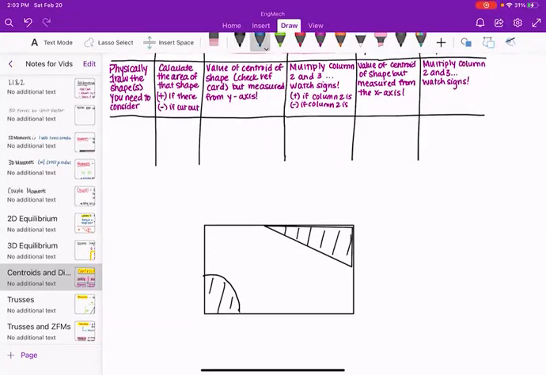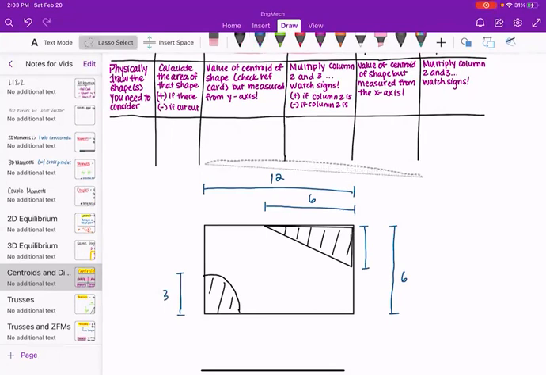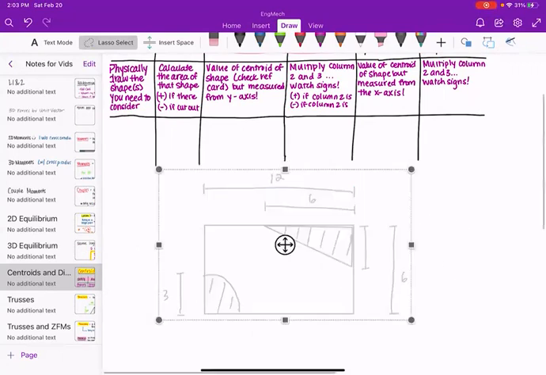So basically it told you something like this will be, we'll call it 12, we'll call this 6, we'll call this 6, this 3, and this 3, right? So something like that. And then it says find the center of area, or find the centroid of this shape, right?